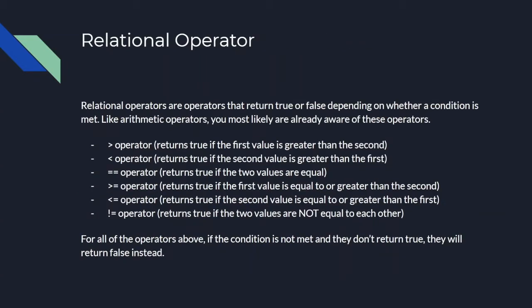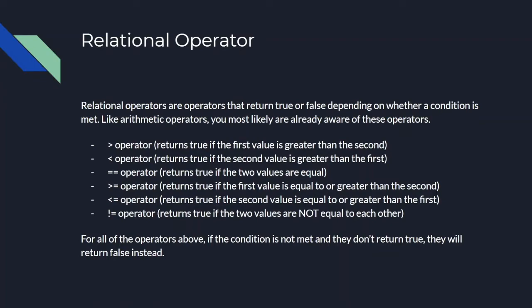Relational operators return true or false depending on whether the statement is true. Feel free to stop the video and look at what each of these does, but most of them are very intuitive. The greater than operator returns true if the first is greater than the second. If it's equal, it'll return true if it's equal, false if it's not, so on and so forth.